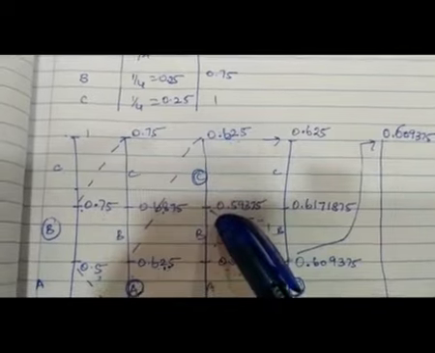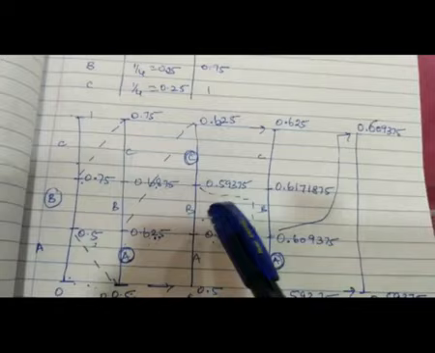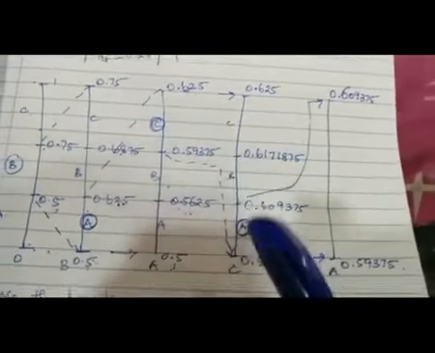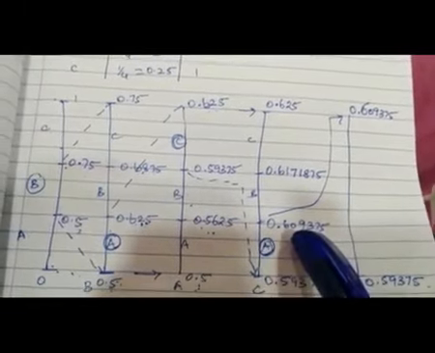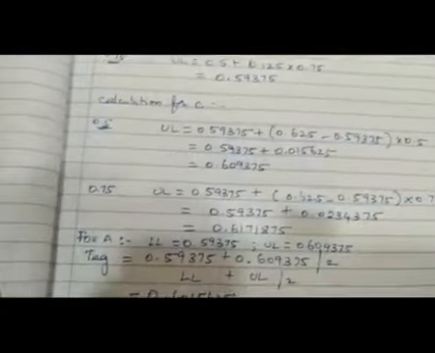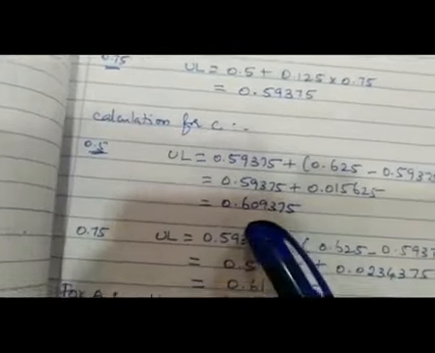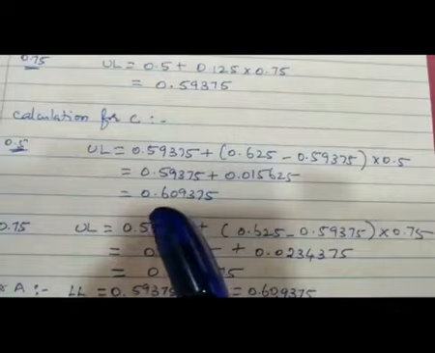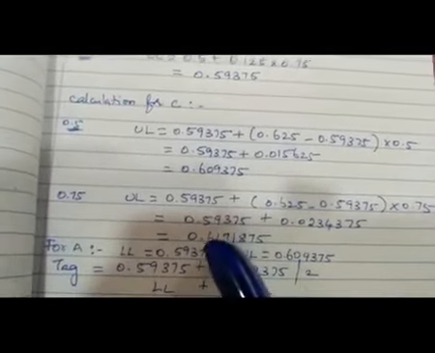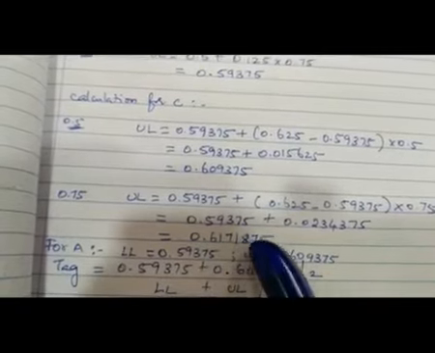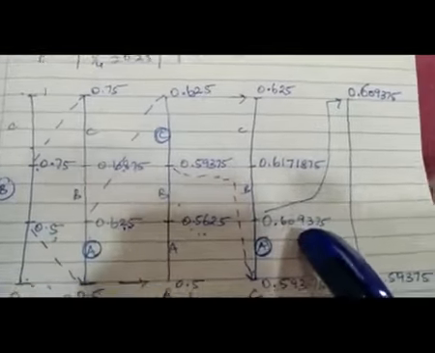Now look into the graph for the limits of C. The upper limit is 0.625, the lower limit is 0.59375. The intermediate values are calculated as usual from the formula. The calculation for C is shown here. For 0.75, substituting into the formula, we have 0.609375, and for 0.75, we have 0.6171875. Take the values and write them in those locations.